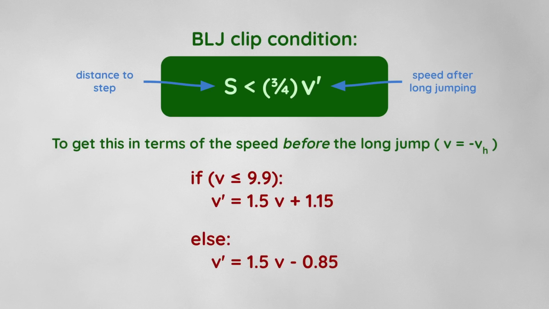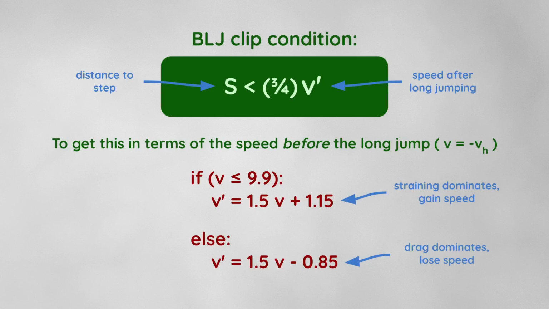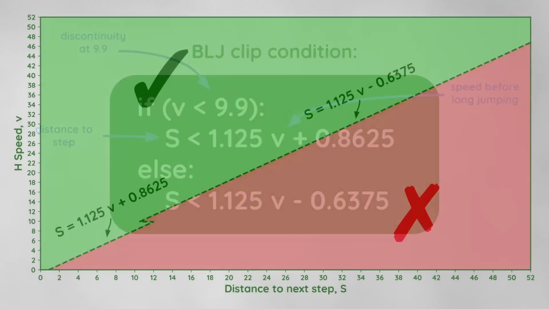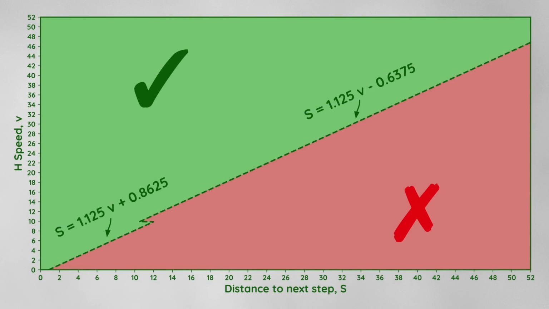Luckily, I spent 10 minutes earlier deriving formulas for how the velocity updates on each frame. Remember that we had two parts depending on if the velocity was less than 9.9 or more than 9.9. So we finally know how close we have to be to the next step in order to ensure a successful clip on the next frame. Overlaying this line with our simulation results, we see a perfect match, including the discontinuity.